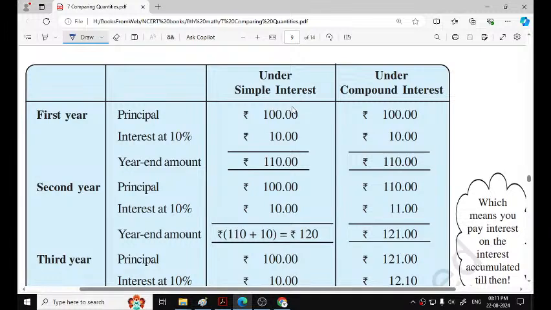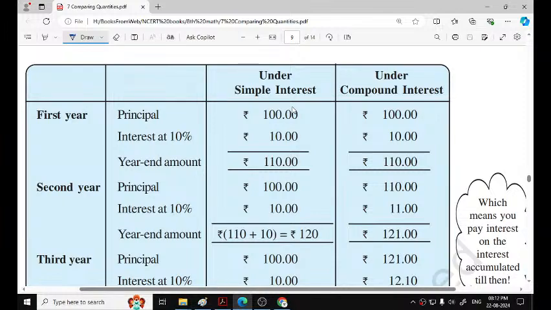Let us consider we deposit rupees 100 at the rate of 10%. So at the end of the year, we get rupees 10 interest and our principal 100, so we get 110 rupees. Under simple interest, next year your principal is rupees 100 again, and you get interest rupees 10, and next year you have this 110 rupees plus 10, and you have now 120 rupees.